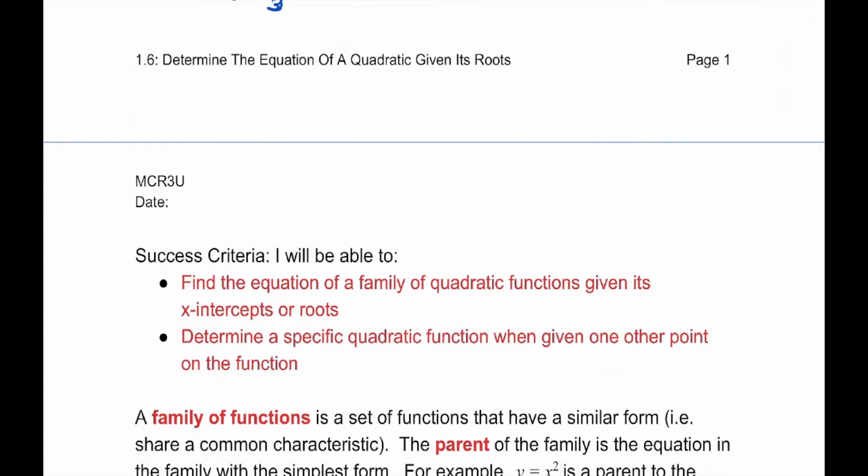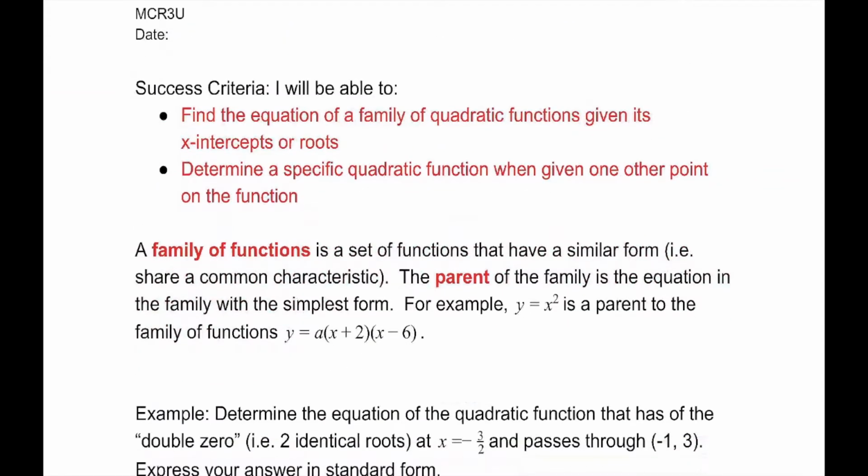So really the success criteria for this section is we're going to find the equation of a family of quadratic functions given its x-intercepts or its roots. And we're also going to determine a specific quadratic function when given one point on the function. So our warm-up has already done that. So what is a family of functions? A family of functions is a set of functions that have similar form. In other words, they share a common characteristic.